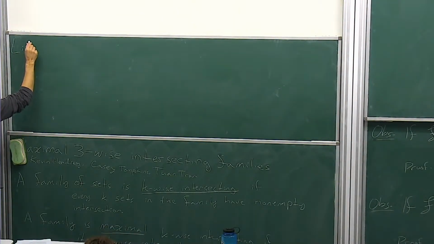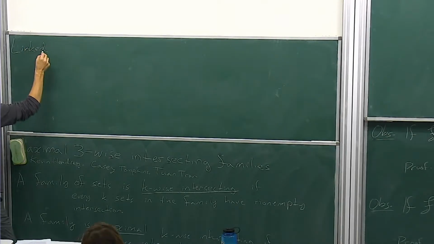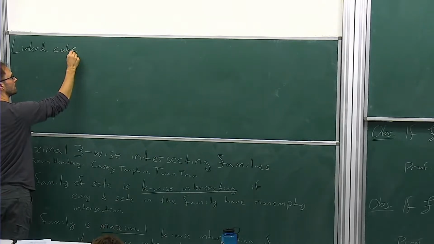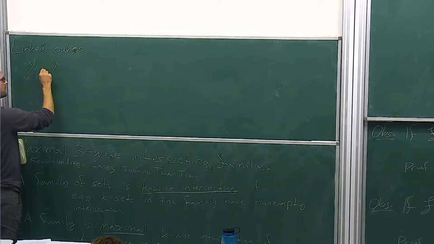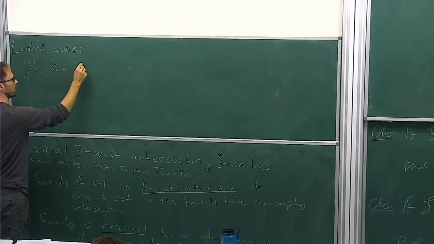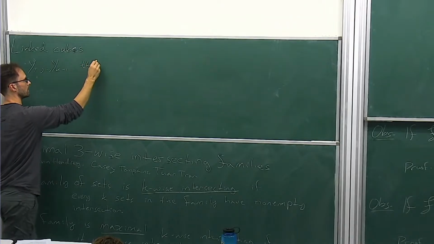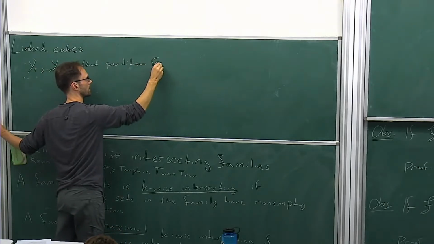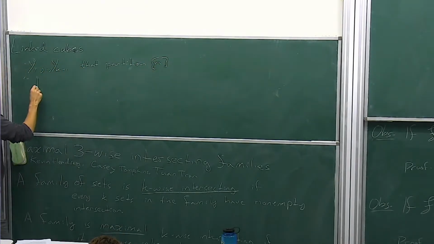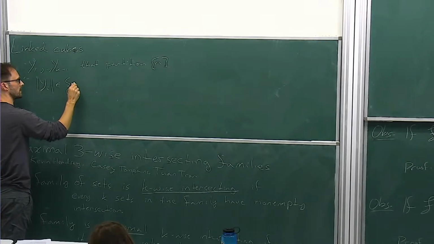So linked cubes is what we call this example. But let's take this family. Well, let's take sets y1 to yk minus 1 that partition N, and we'll make them as close to being equally sized as possible.